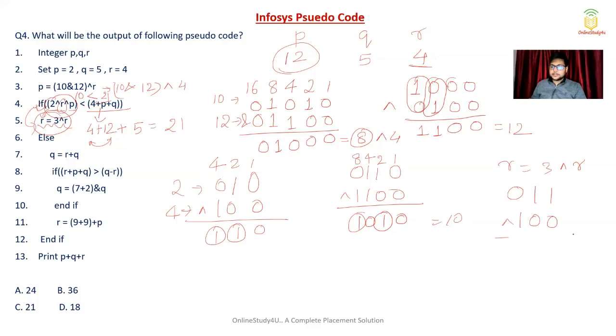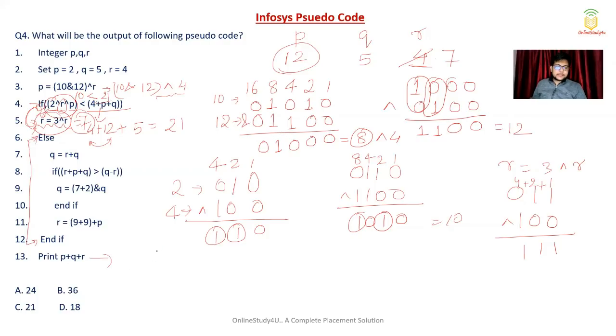And we have to do its XOR. This will be 1, this will be 1, and this will be 1 again. So this is 4, this is 2, and this is 1. 4 plus 2 is 6. 6 plus 1 is 7. So my R gets updated to 7. My P was updated to 12. Fine. So since the if block is executed, we won't execute the else block.